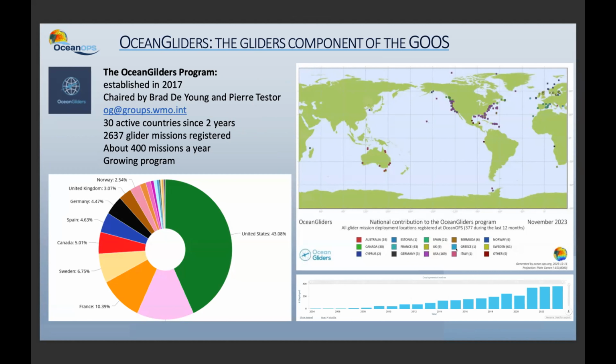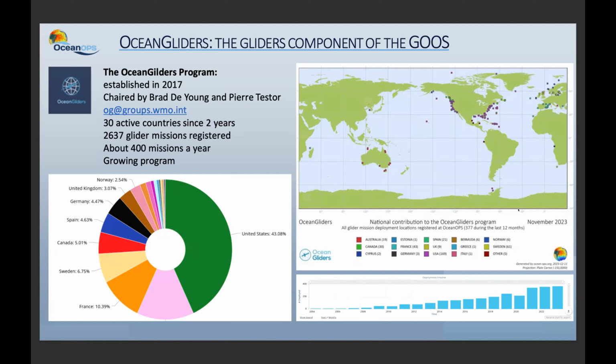So a few numbers: it's 30 active countries over the last 2 years, and 2,637 glider missions registered in the system. That means for all those missions, we know who the PI is, which agency is operating, what sensors are on board, whether the data is available on the repositories or not, etc. It's now 400 missions a year.